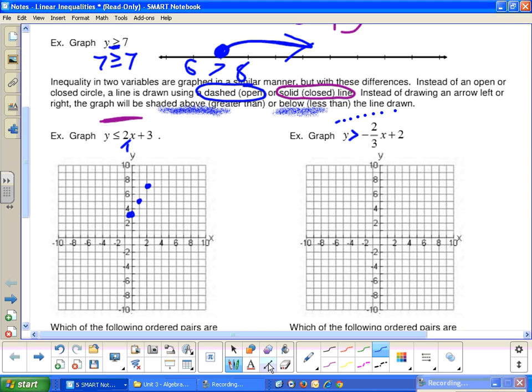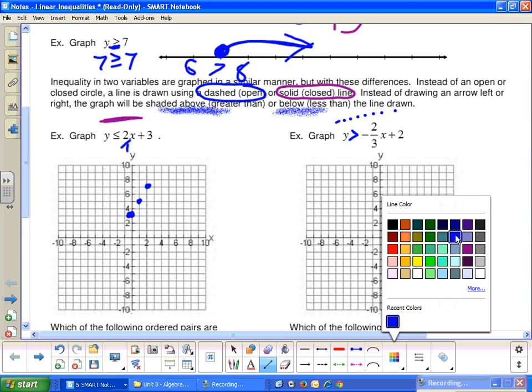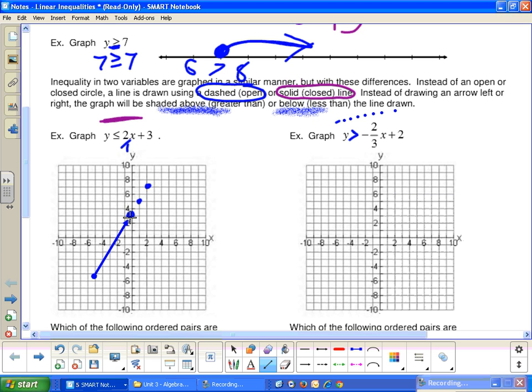Is this going to be an open circle or a closed, a solid line or a dotted line? I mean, a solid line, because we have an equals underneath our inequalities. So up to this point, it's the same as what we've been doing. Now we've got to do one thing further.